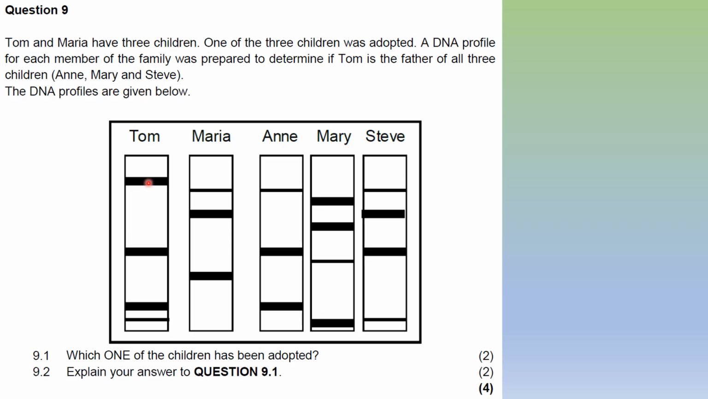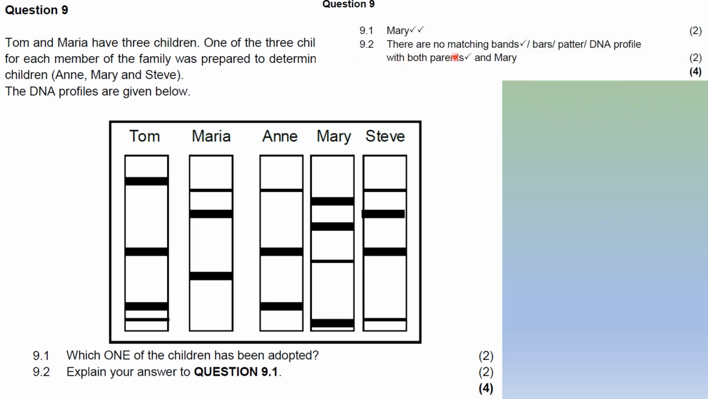If we look here, the first bar, none of them have it. With Maria, the first one, Anne and Steve have it. With the next bar, Steve has it. With this bar, Anne and Steve. With this bar, no one has it. With this bar, Anne has it. And with this bar, Steve has it. So the only person, Mary, does not share any of the bars, none of the profile is matching. Again, there are no matching bars.